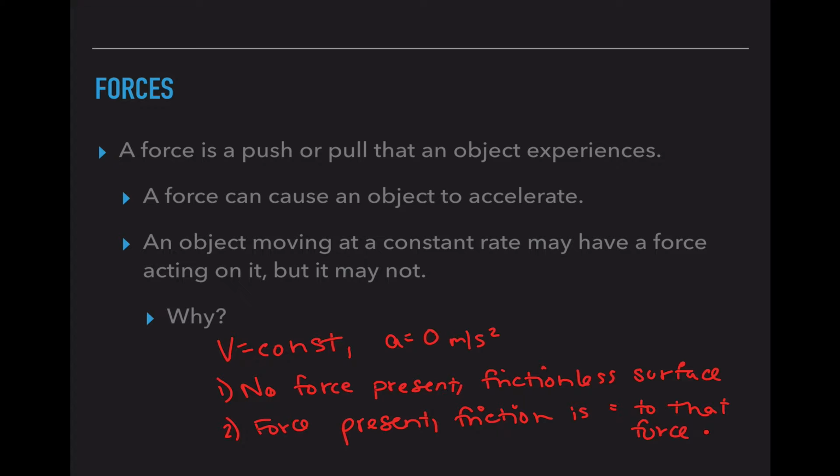So either A, there is no force present and it is a frictionless surface, which means that the object will be moving with a constant velocity and not speeding up or slowing down, or B, the force is present, but it's equal and opposite to the frictional force.